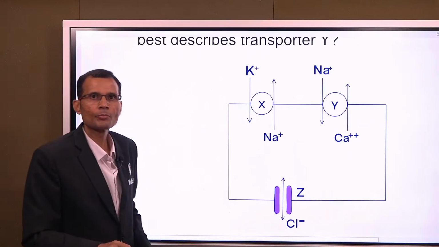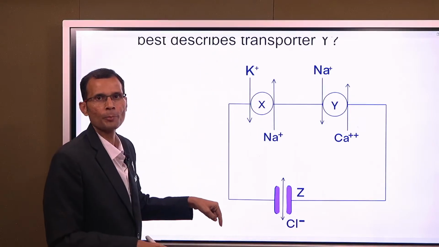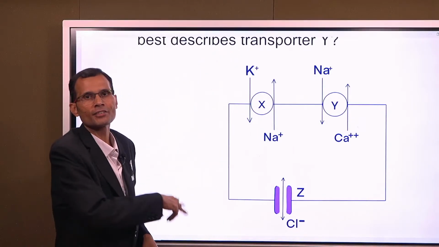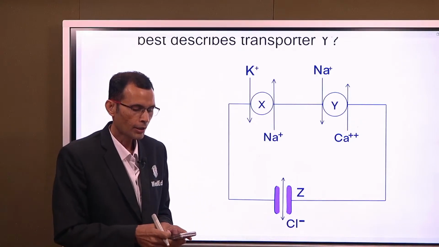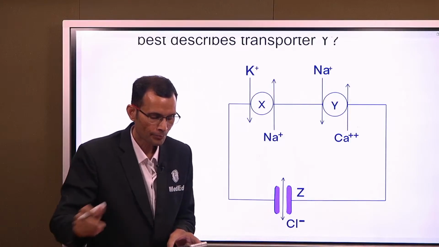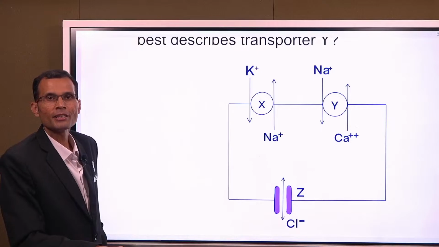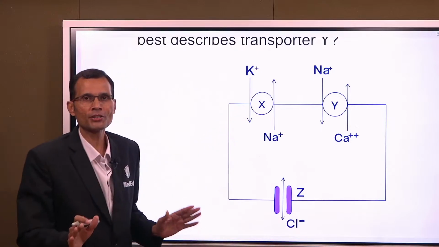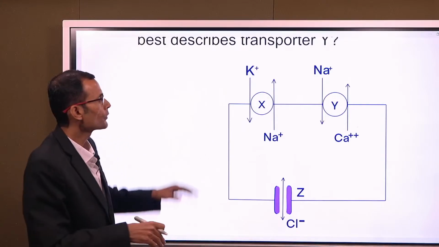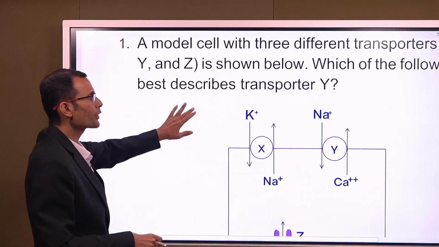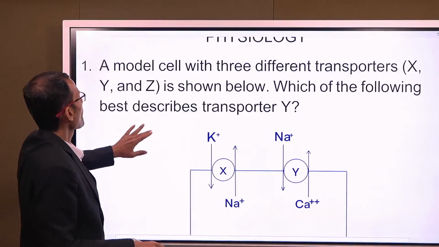First one, X, it shows sodium sent out and potassium brought back in. What do you think is this transporter? Come on, you can write down and I can see in your chat. Anybody? Okay, this is the sodium potassium pump. Sodium is thrown out and potassium brought back in. So X is definitely the sodium potassium pump, which is an ATPase.